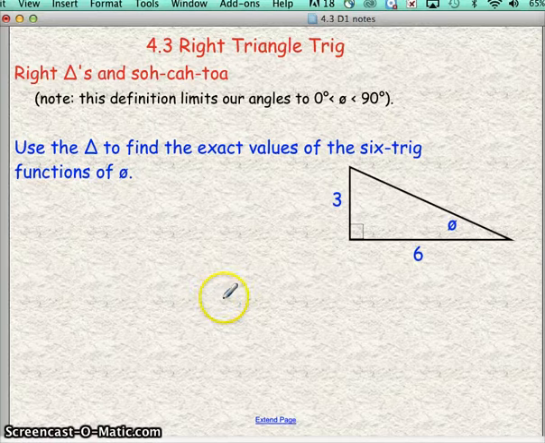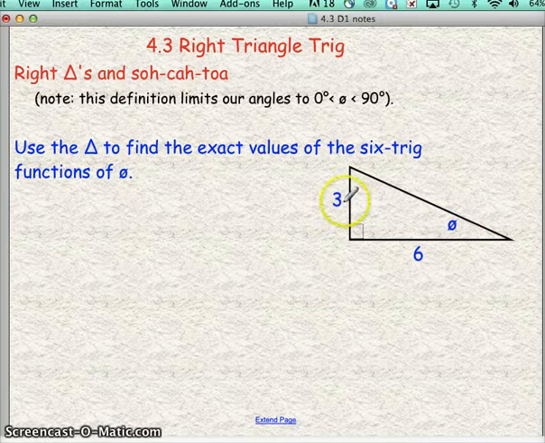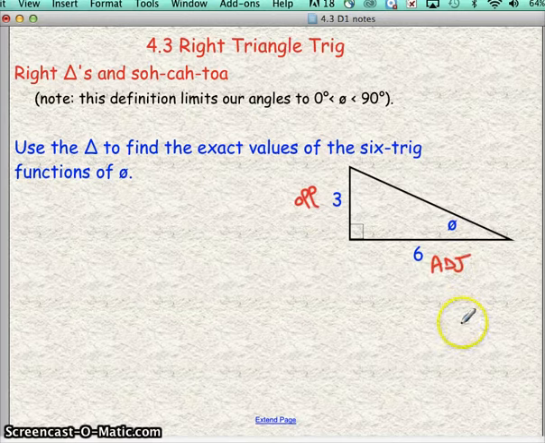Okay. We've already kind of been using these different things. If we're going to find more sides, then we have this setup here. We can label our sides. So if this is our angle, then 3 would be the side opposite, 6 would be the side adjacent, and then we could find the hypotenuse.